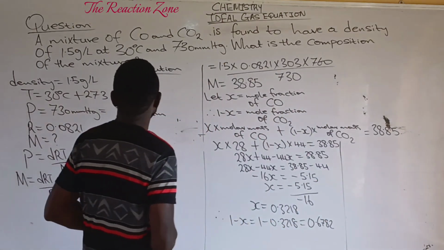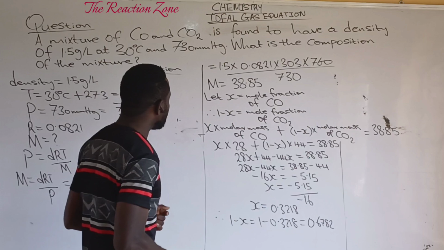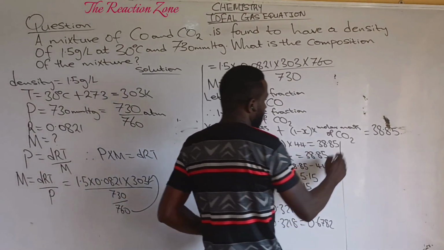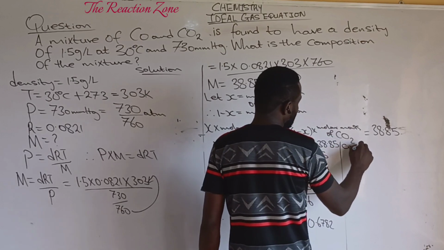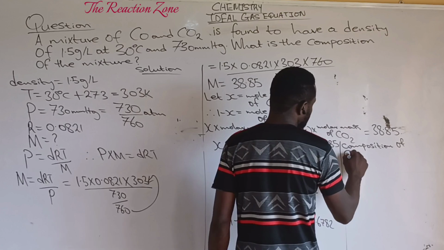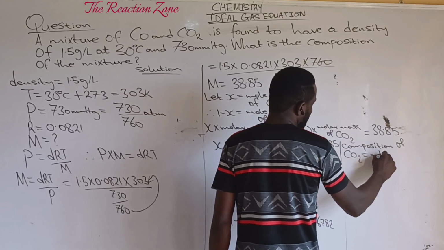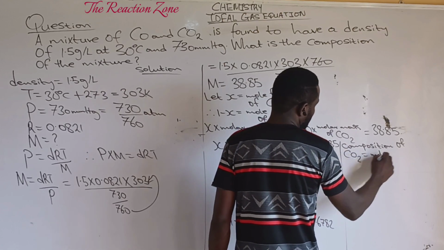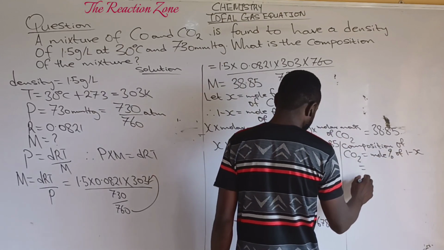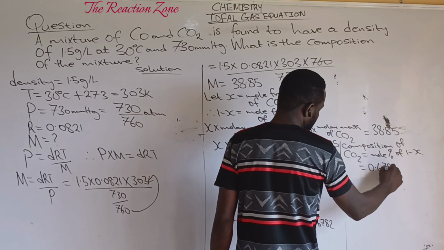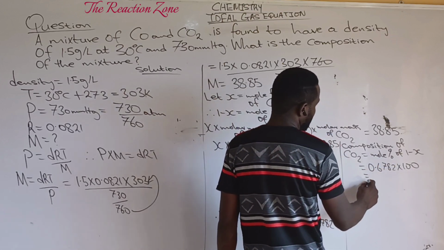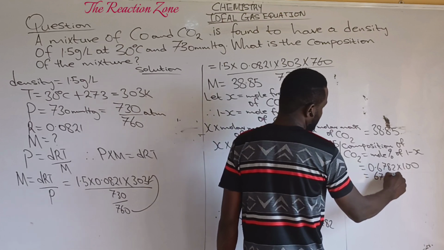However, we are told to find the composition of the mixture. So we'll have to express the mole fractions in percentage. So, composition of CO2 is equal to mole percent of 1 minus x. That is 0.6782 times 100. And that is going to give us 67.82.